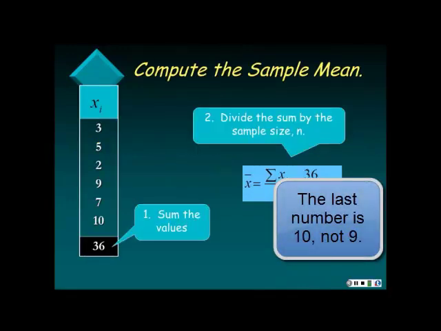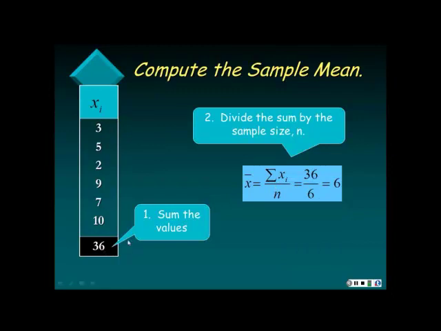And then to compute the mean, I just have the values repeated back over here, add them up, divide by the sample size. So x bar, that's the sample mean, is equal to the sum of the x sub i, where this capital sigma just means add them up, divided by n, which is the sample size. So the sum is 36. Sample size is 6. There are 1, 2, 3, 4, 5, 6 values.